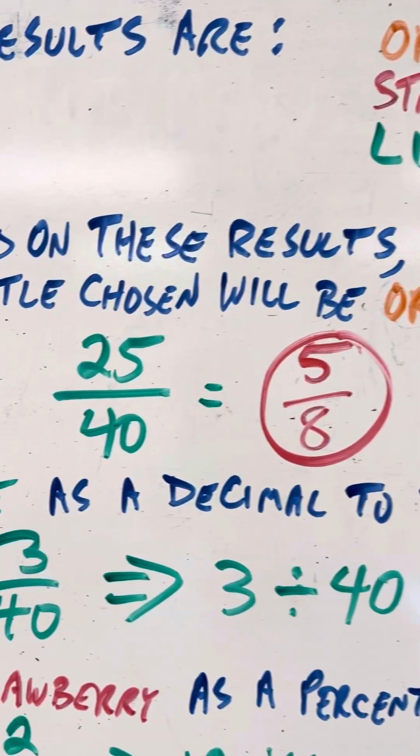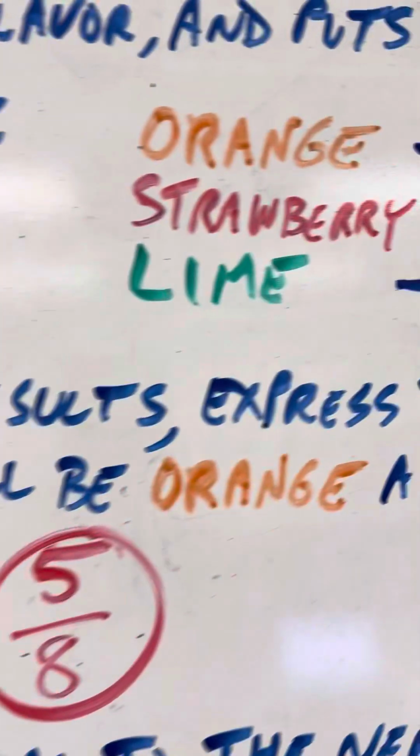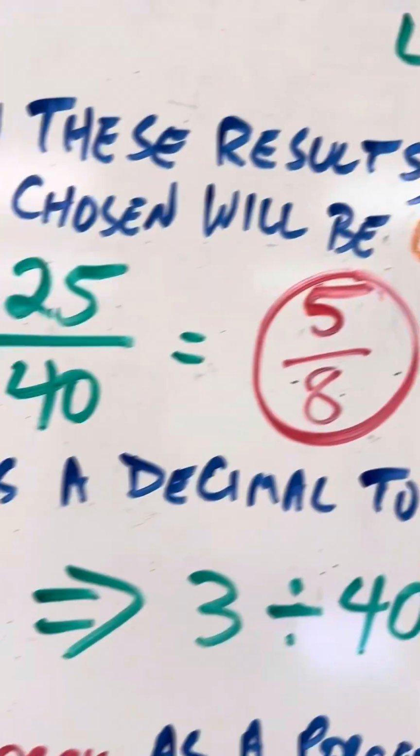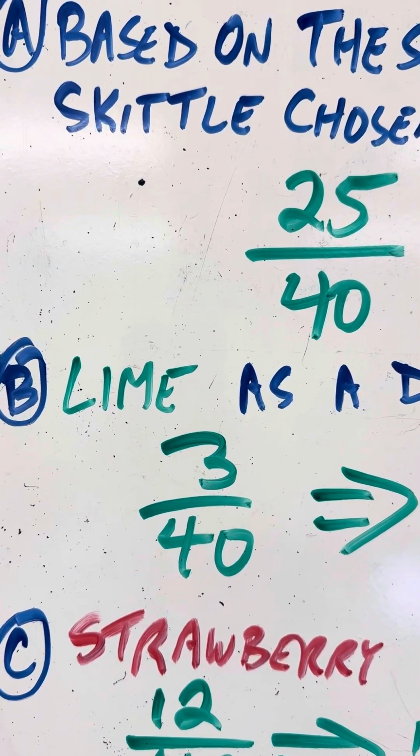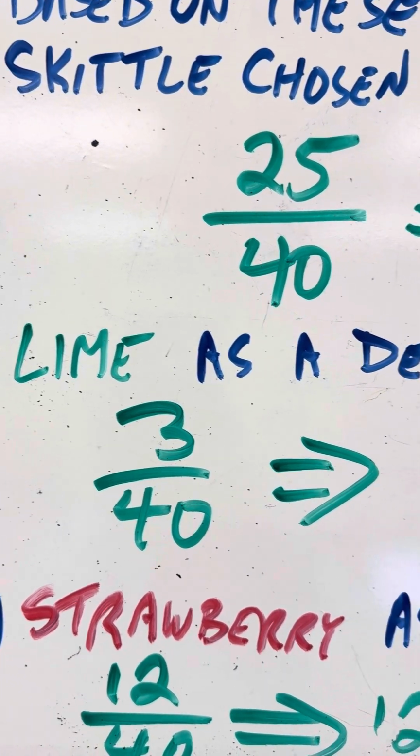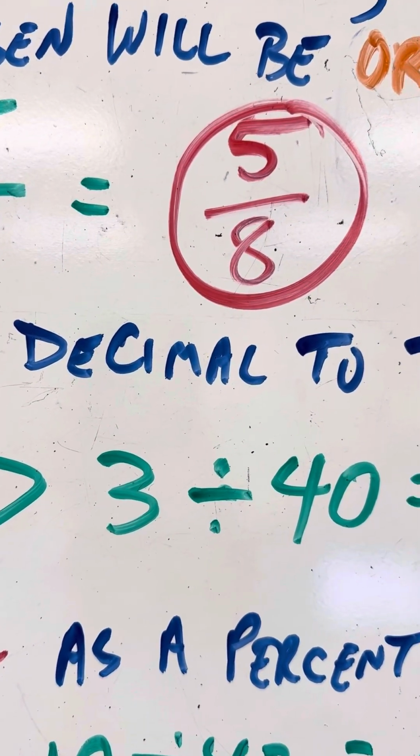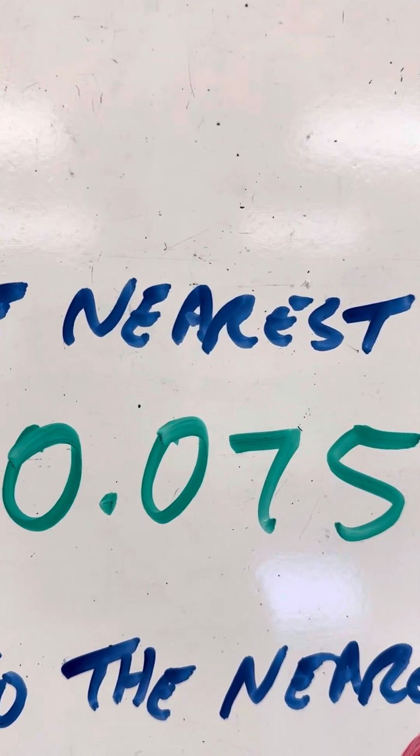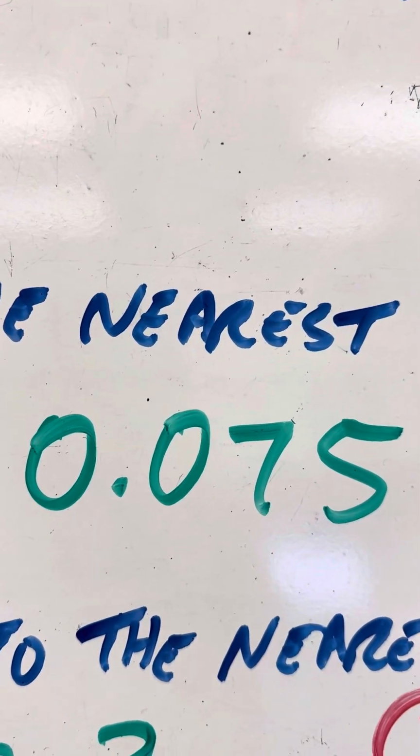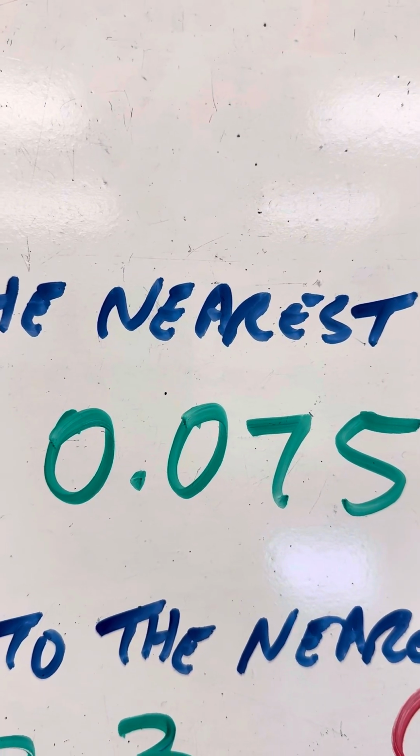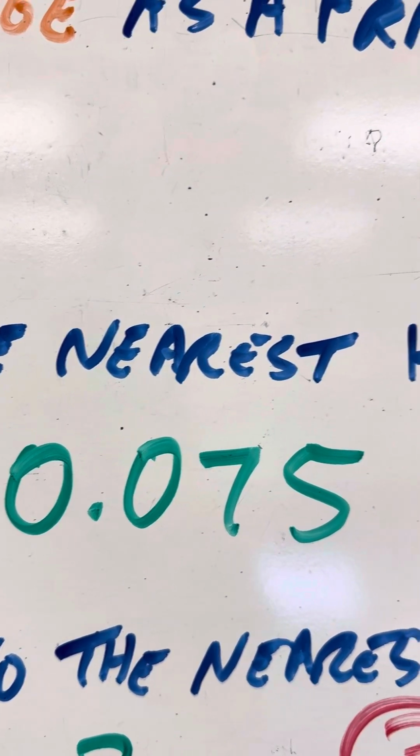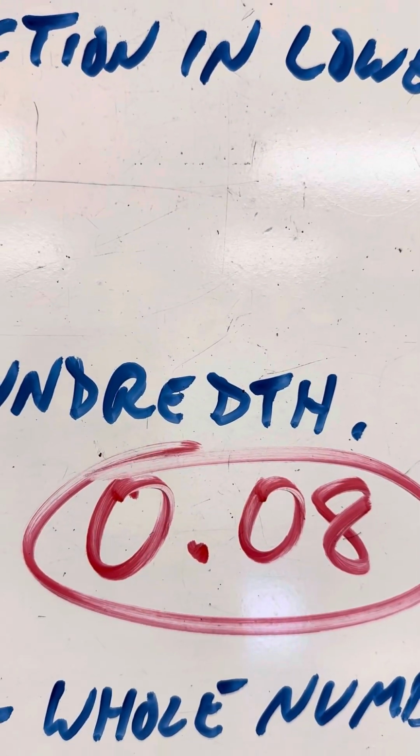Well, you take 3, because lime is 3 times, so you're going to get 3 over 40. What's that as a decimal? 3 divided by 40 is 0.075. The nearest hundredth would be, the 7 is in the thousandths place, so that's going to round to 0.08.